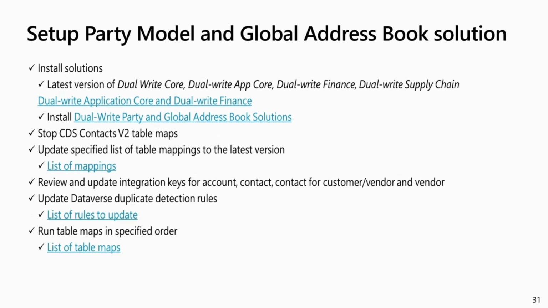Now you need to update and expand the duplicate deletion rules for the accounts and contact tables by setting up the specified fields, which is mentioned in this doc link. And then the last step is to run the table maps in the specified order. Please check this doc link for the order and other details. With this, you have the party and global address setup completed.